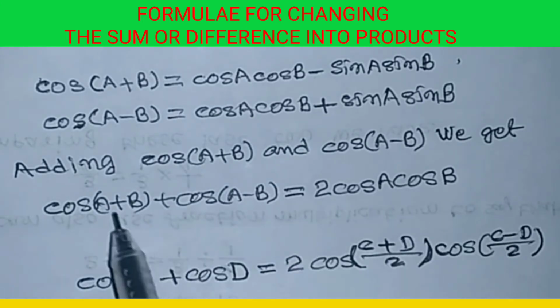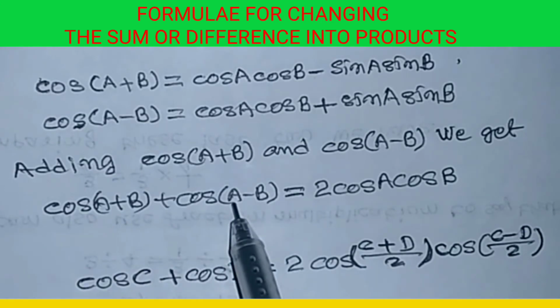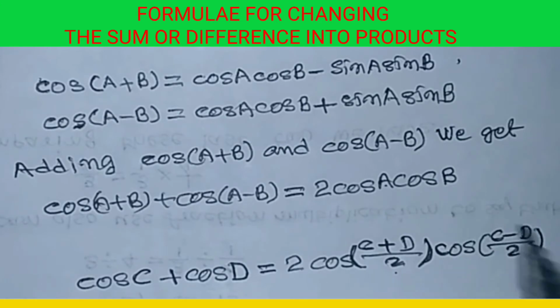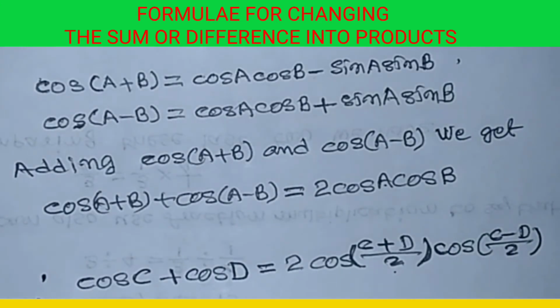Here A plus B is equal to C, A minus B is equal to D, A is equal to C plus D by 2, B is equal to C minus D by 2. Therefore cos C plus cos D is equal to 2 cos of C plus D by 2 cos of C minus D by 2.